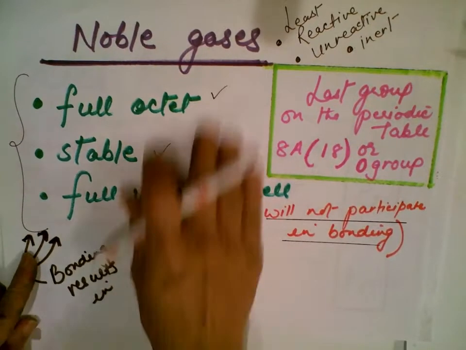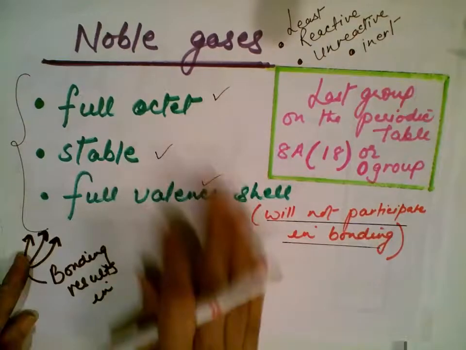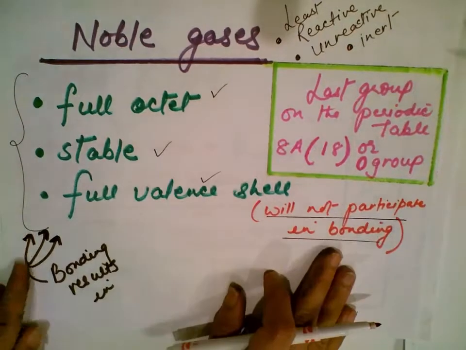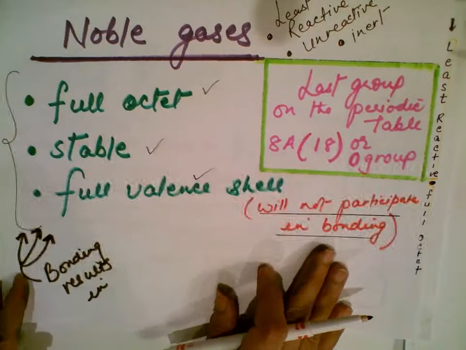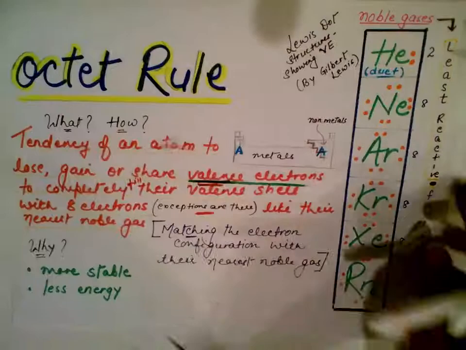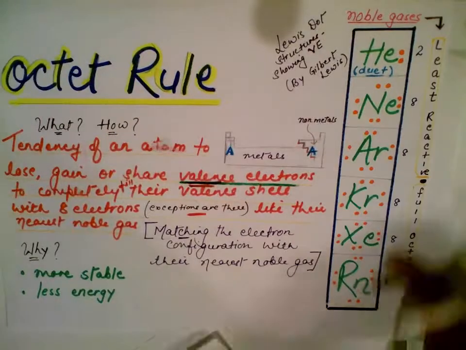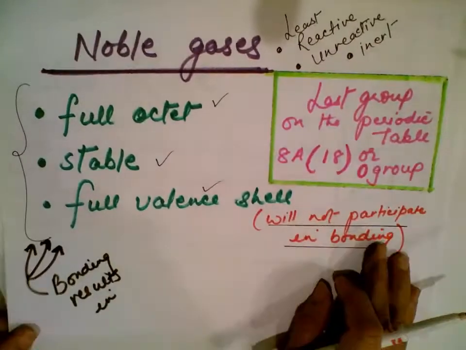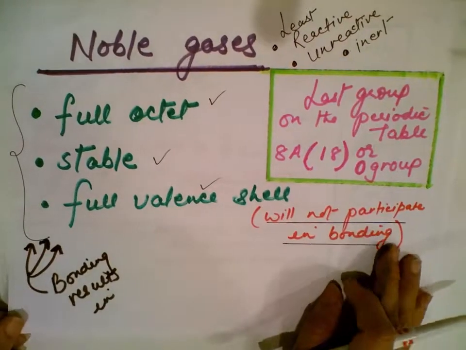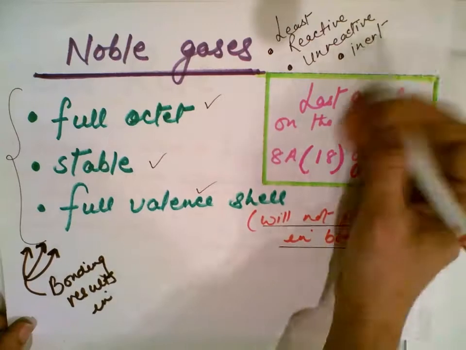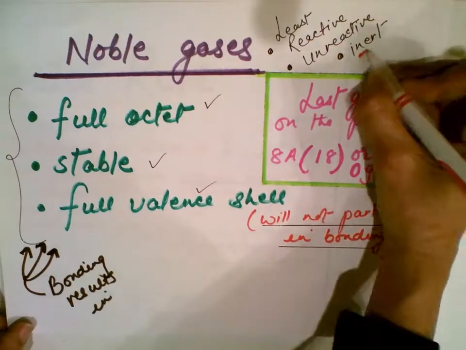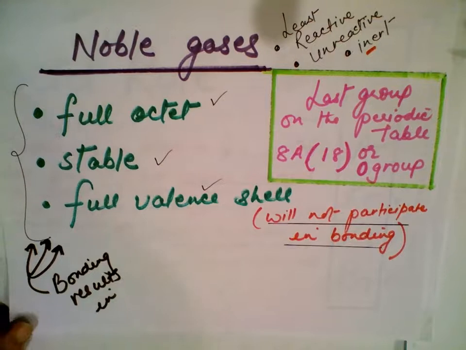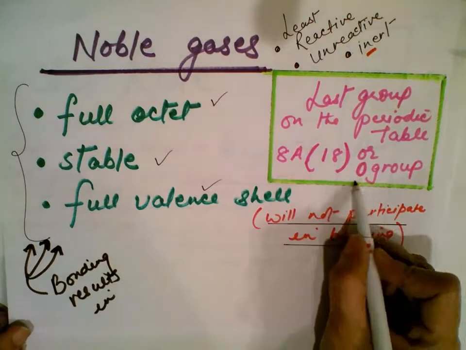That's what is with the noble gases. They have a full octet, they are stable, they have a full valence shell. Noble gases are the last group on the periodic table. Once again, here is that group, and they will not be participating in any bonding just because they are least reactive, they are unreactive, and there is another word called inert. The last group is also called the zero group.